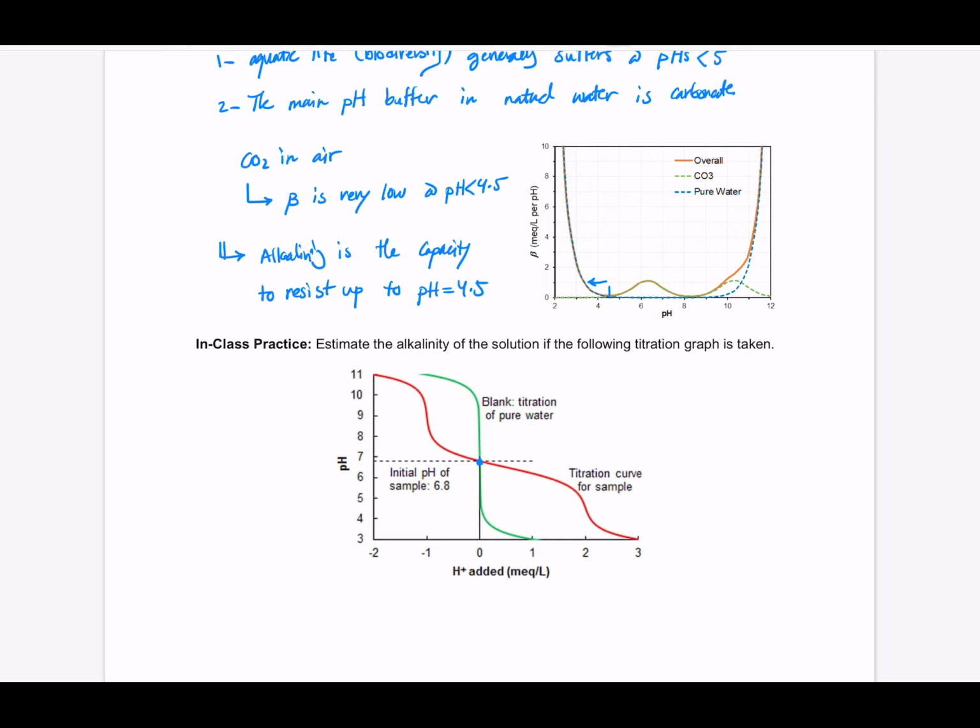So the threshold was 4.5. We trace this one. And this is how much acid we add to bring the pH down to the alkalinity point, or the threshold. And in this case, the alkalinity is basically 2 milliequivalents per liter.